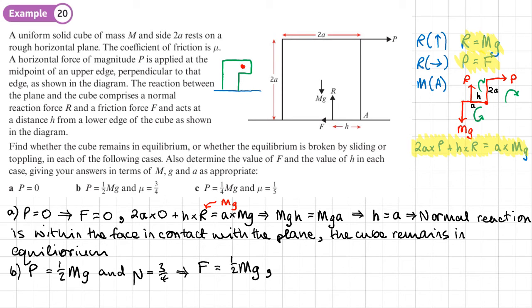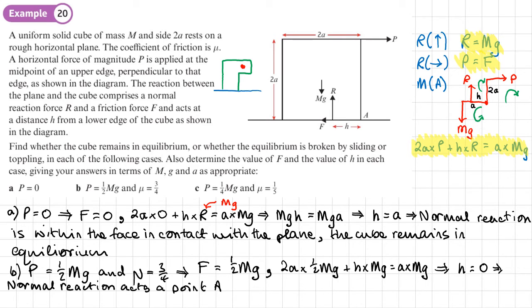Anyway, putting P and R, which we know is mg, into our moments equation, we'll get 2a times P, which is half mg, plus h times r. Now r is mg, so h times mg is equal to a times mg. Solving this equation, the mg's cancel out. This is just going to be amg, and we've got amg over here, so that concludes that h must be equal to 0.